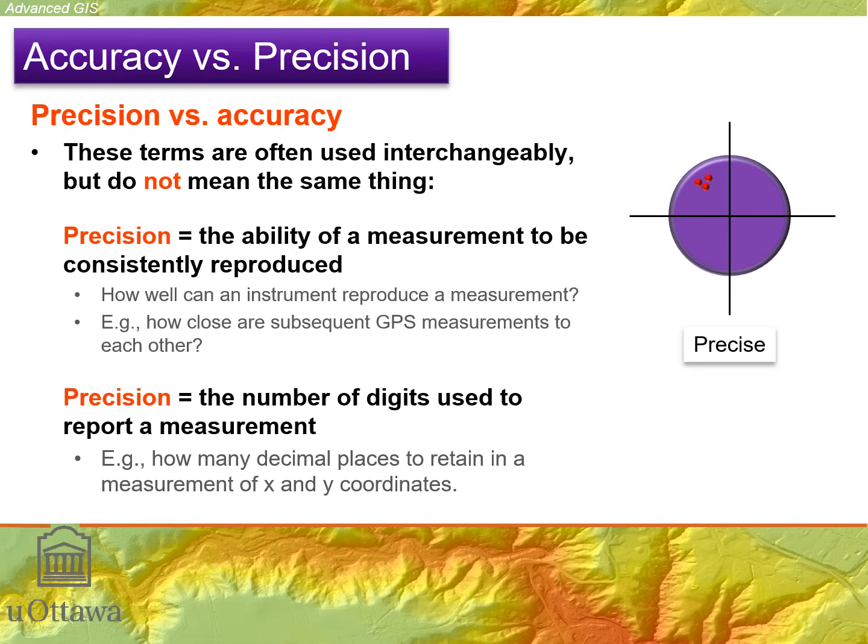Also, precision has something to do with the number of digits used to report a measurement, in that we could be very, very precise with a measurement, far more precise usually than we can be accurate. So that means how many decimal places something would be reported to. And we're not necessarily interested in that idea here, but in the idea that precision is the ability to reproduce measurements given the same conditions. How close are those measurements to each other?